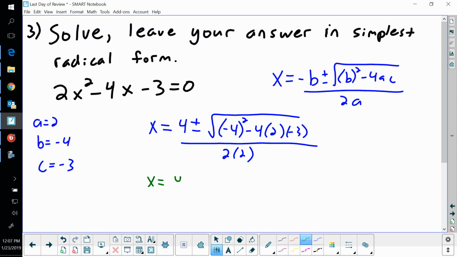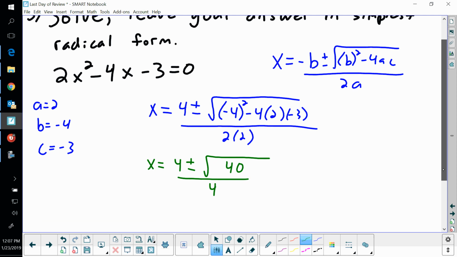So next we want to do just the part that is inside the radical. Okay, don't put the actual radical in, just put the numbers in that are underneath the radical there. And when we do that, we should get 40. And I'm also going to simplify the denominator to be 4.